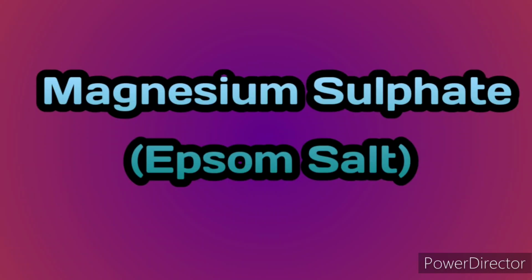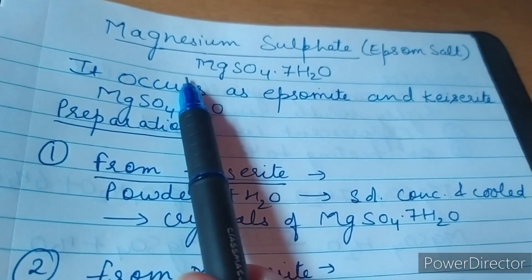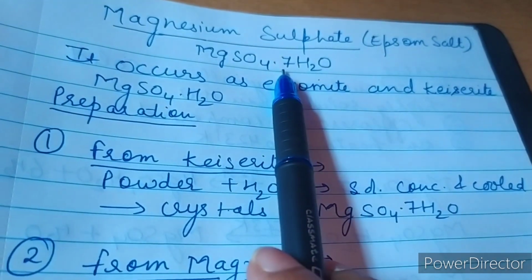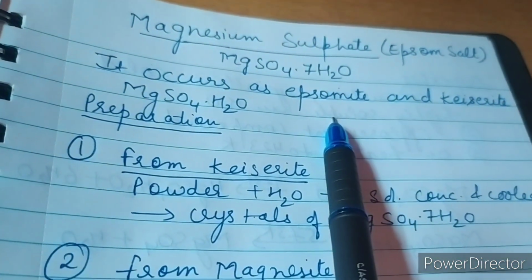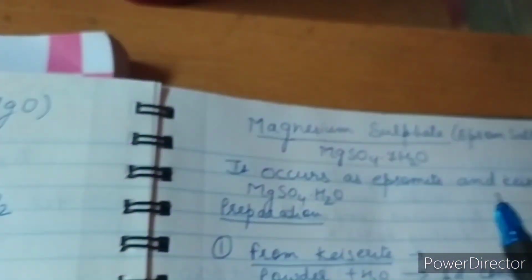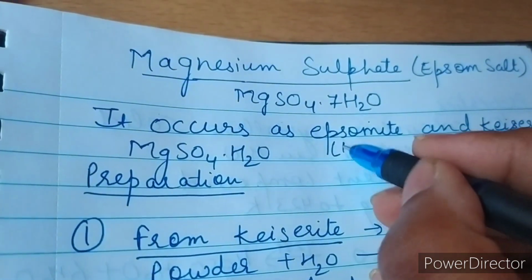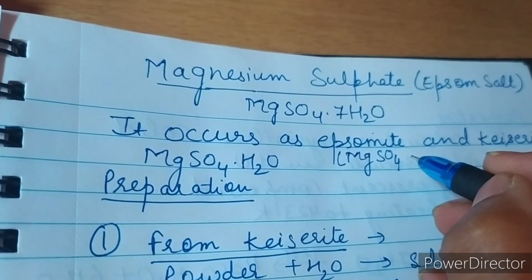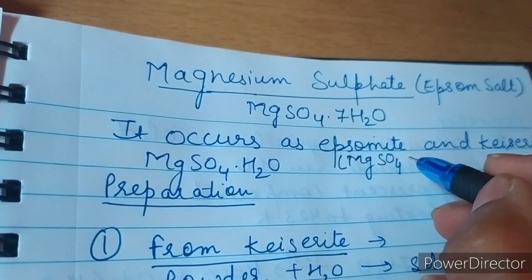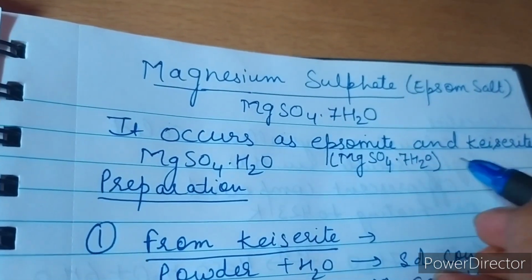Dear viewers, in this video we'll deal with another compound of magnesium, that is magnesium sulphate, also called Epsom salt, and its formula is MgSO4.7H2O. It occurs as the mineral epsomite that we have dealt with earlier. Epsomite is MgSO4.7H2O, that is the same as Epsom salt.